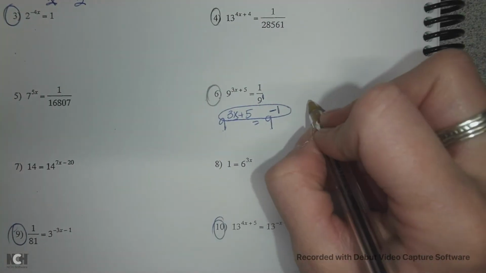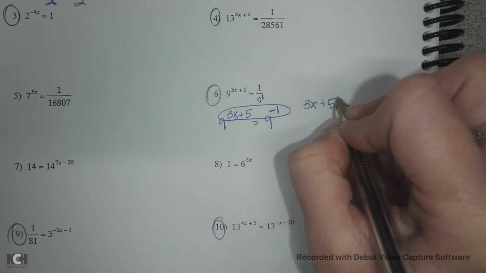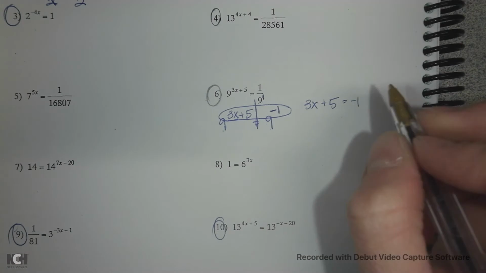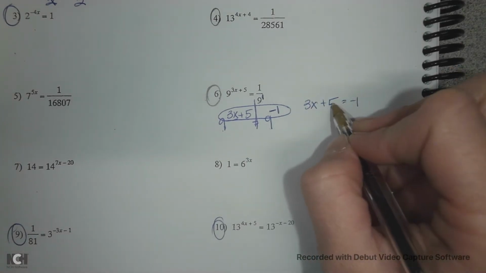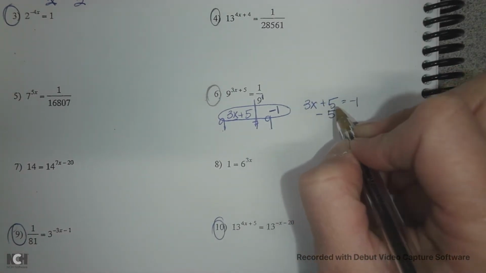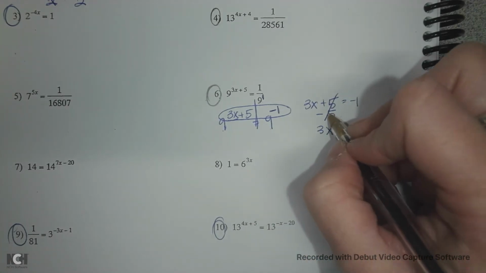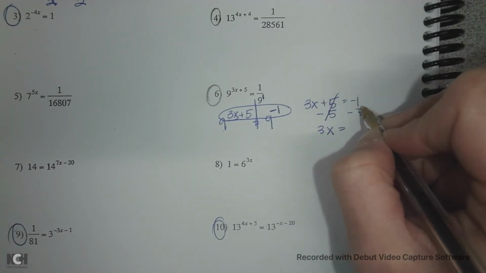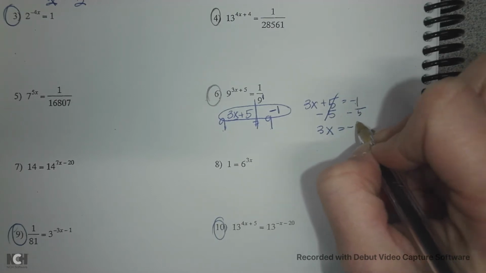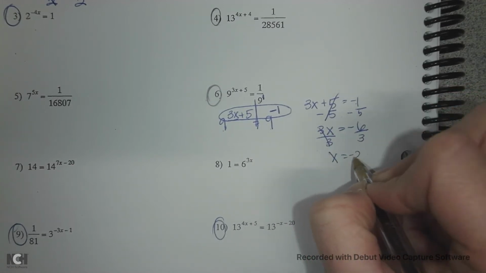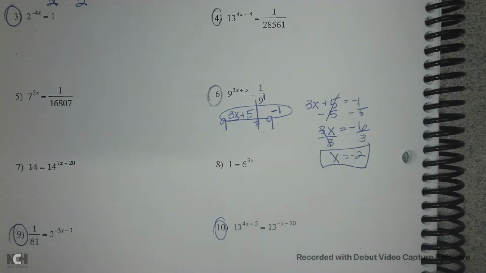We're going to rewrite the equation, 3x plus 5, keep your equal sign in the middle, and we're going to solve. I want to get the x by itself, so I want to get rid of the 5. The opposite of positive 5 is negative 5, leaving me 3x. What I do to one side, I must do to the other side. Negative 1 minus 5 is negative 6. Then I need to get the x by itself. We divide each side by 3, and x is equal to negative 2. Yay, that wasn't so bad.